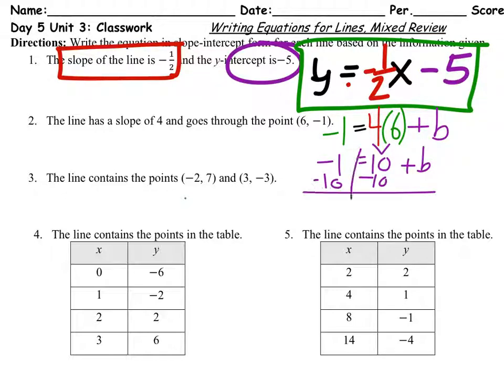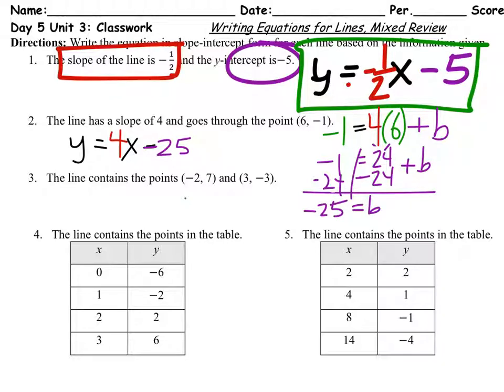Isn't it 4 times 6, 24? Oh yeah, that's what I meant, thank you. That should be 24, so we'll subtract 24 instead. That sounds much better. So instead of 10, 24. And -1 minus 24 is -25. That is the b value. All we need to do is write the equation. y equals m, our slope of 4, times x, plus the y-intercept, so minus 25. There it is.